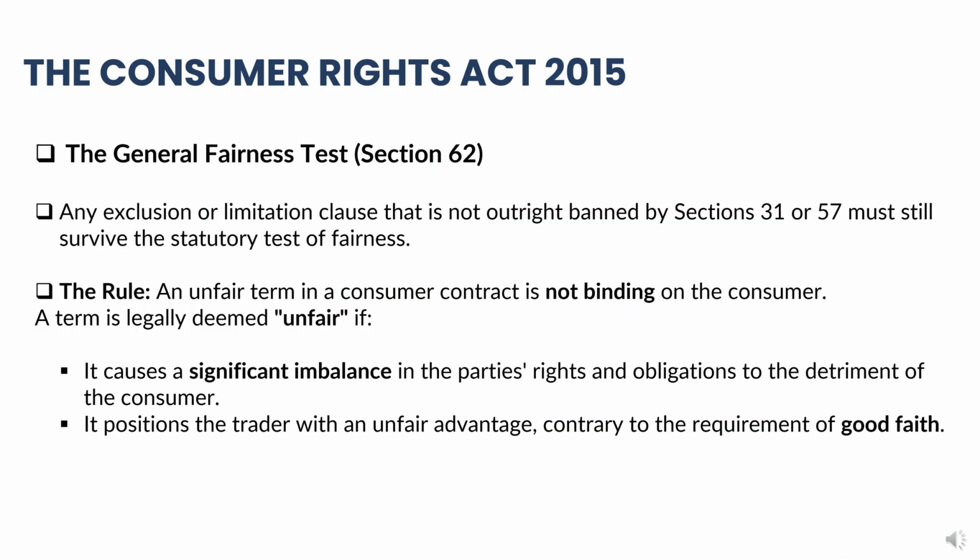This brings us directly to the ultimate comprehensive safety net of the CRA, the General Fairness Test, contained in Section 62. To build a flawless analytical framework in an essay, you must explain that Section 62 acts as a catch-all mechanism. Any exclusion or limitation clause that is not outright banned by Sections 31, 47, or 57 must still survive this strict statutory test of fairness to be legally enforceable.